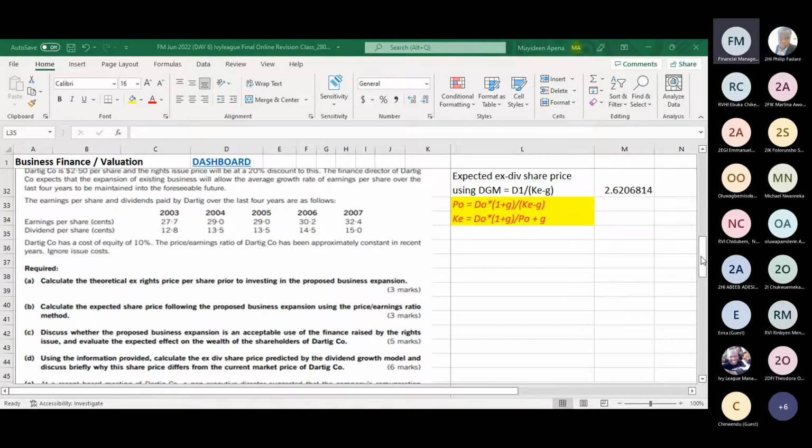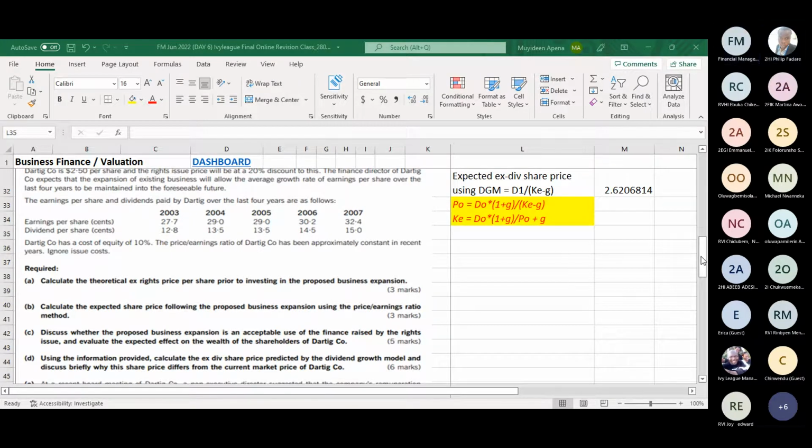If I were you, ask yourself, how did we arrive at this 2.62? That should tell us what will create the difference. Then this current market price of Datico, how did they arrive at it? Those are the questions you ask yourself, and that also will create the reason for the difference.